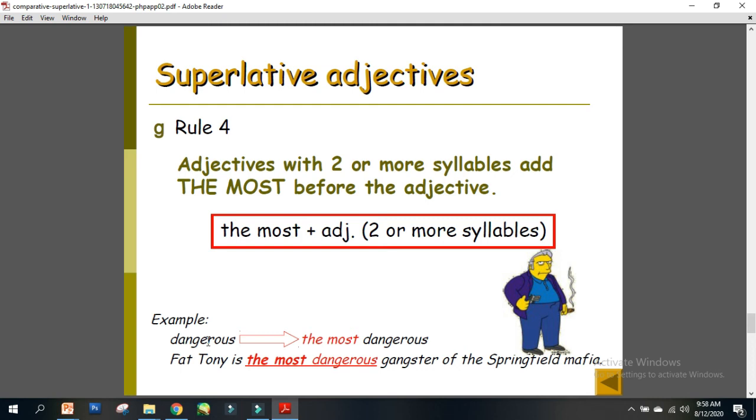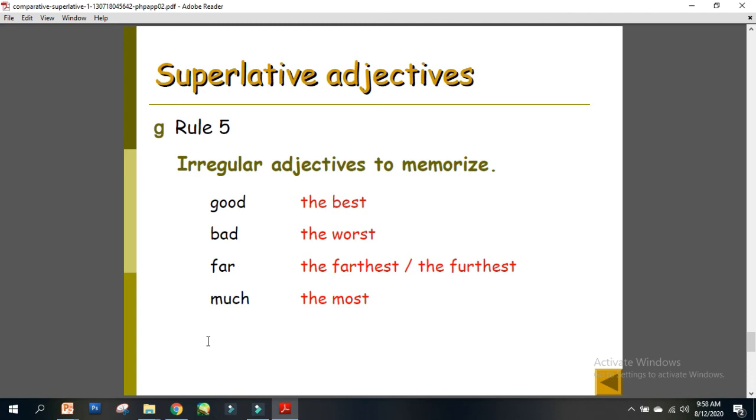Remember, for rule number 4, if you have 2 or more syllables, add the most and then add the adjective. Rule number 5, irregular adjectives to memorize. They are the same adjectives as in the comparative. We only have 4 irregular adjectives: good, bad, far, and much. If the comparative of good is better, now the superlative is the best. Bad, worse, the worst. Far, further, furthest. Much, more, the most.